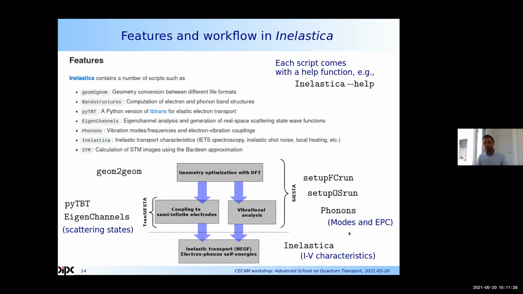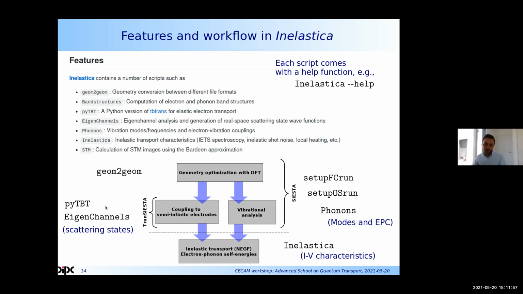So it's both the name of the package and the script that gives us the final output of this workflow. The package also offers other scripts, like there's a geometry utility that can convert between different formats. And PyTBT was an effort to basically implement TBtrans type of calculations in Python, but that's a long time ago, and now everything is much better available in SISL.